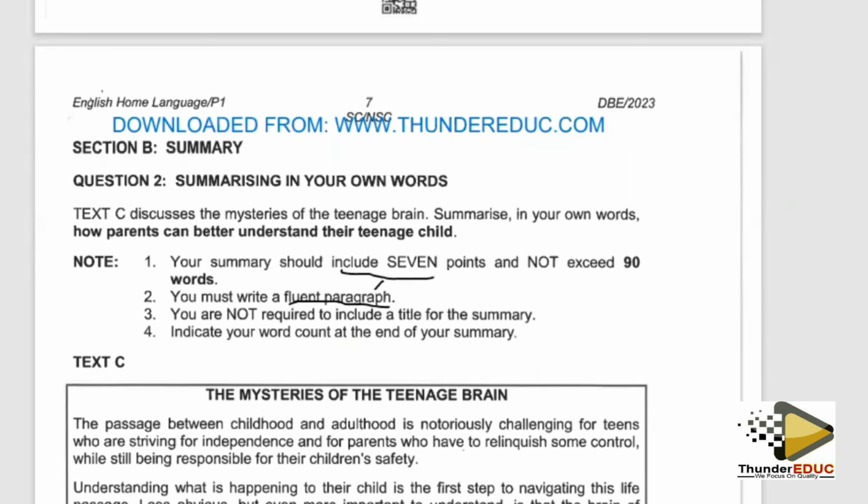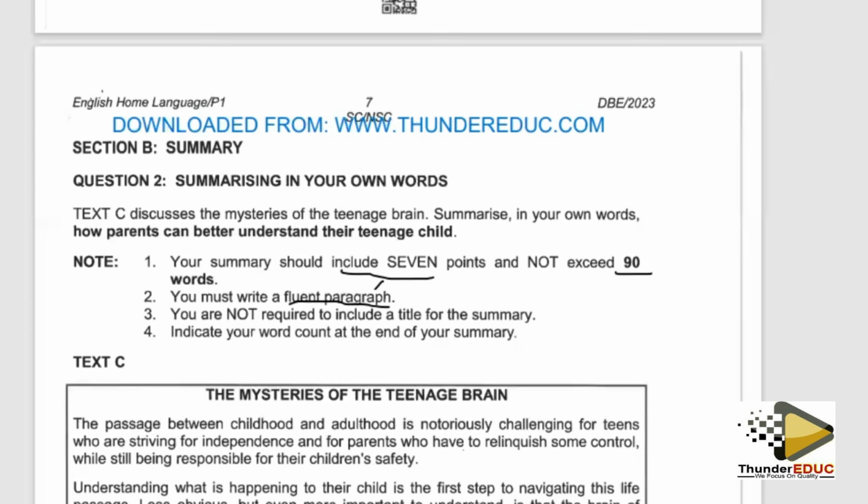Learners usually see instruction number 1, and then they don't even go further than instructions 2, 3, and 4. Your summary should include 7 points and not exceed 90 words. You must write a fluent paragraph. You are not required to include a title for the summary. Indicate your word count at the end of your summary. Your summary is 90 words. So if you wrote 89 words, please at the end of your summary write 89 words. Do not lie. Candidates, let's be honest when we're doing our summaries.